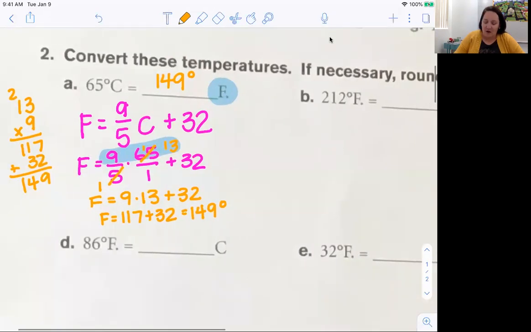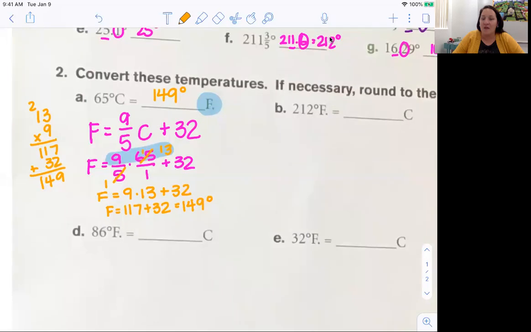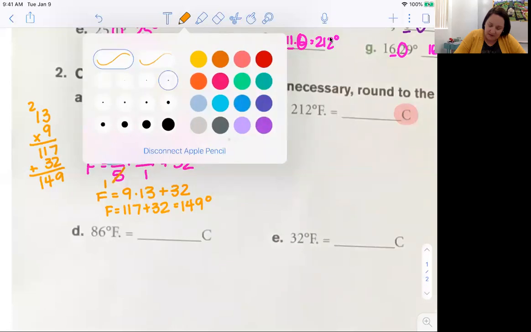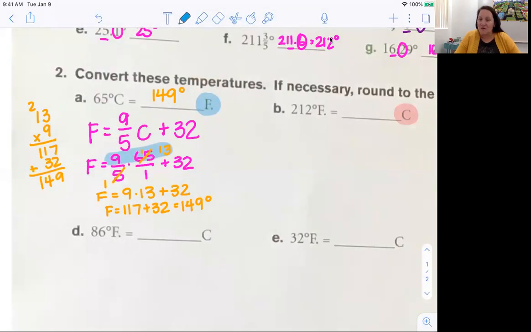Okay, now are we going to be using the same formula on letter B? No way, Jose, we're not doing that. We need to use our Celsius formula because that's what they've given us. Okay, I'm going to use a different color so you guys can see it a little bit better. We're using the Celsius formula, and the Celsius formula is C equals 5/9 times F minus 32.